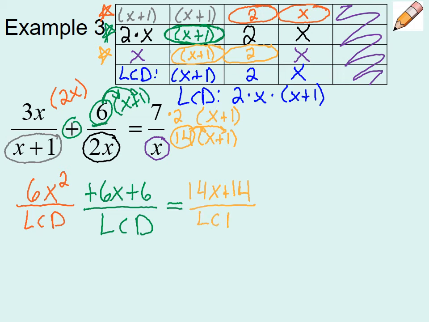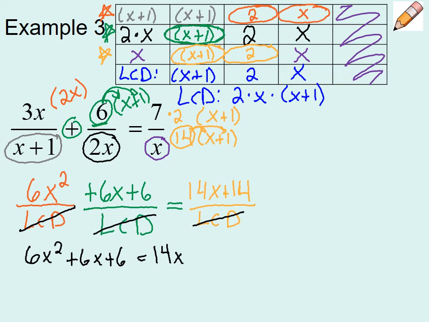all over my LCD. Now my favorite part about solving, you guys, is once we get here, we get to cross off our least common denominators, which is exciting for everyone. So all of these are going away, going to simplify our answers. So I have 6x squared plus 6x plus 6 equals 14x plus 14. Now to make this nicer for us, I'm going to set it equal to 0. So I'm going to subtract 14x and 14 from both sides.